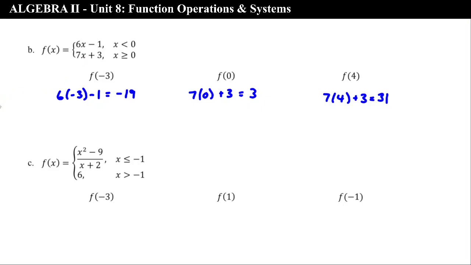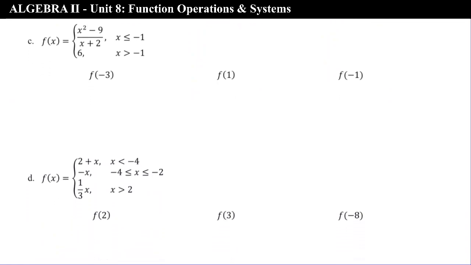All right, for C, when f is negative 3, we have to use this portion of the function where x is less than negative 1. So we're going to plug in negative 3 into that part. So on the top, you get negative 3 squared, which is 9. 9 minus 9 is 0. 0 divided by anything is 0, so you have 0.